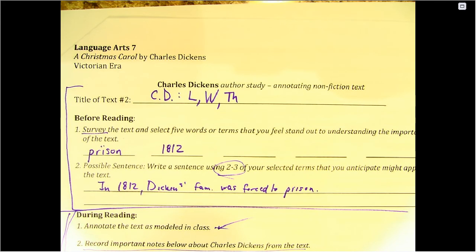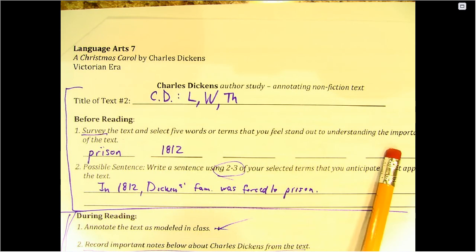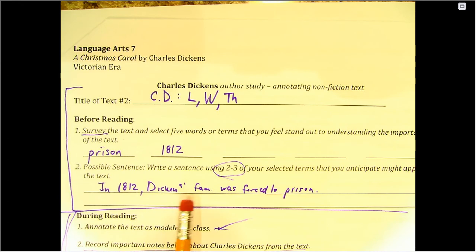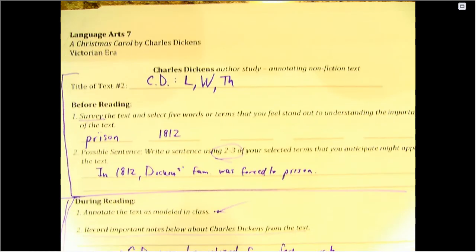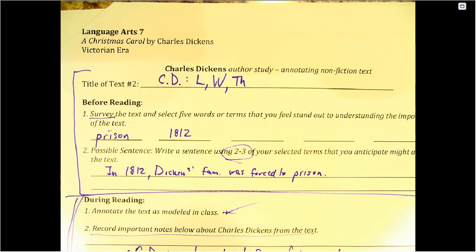So once I have those, and I've read the entire article, and I've gathered 1, 2, 3, 4, 5, then I take 2 to 3 of those and try and make a sentence. So I did that with the 2 I have here, prison and 1812, and I'm guessing that in 1812 Dickens' family was forced to go to prison. So I've done my pre-reading now. I'm ready to move on to my during reading, which is the next step.